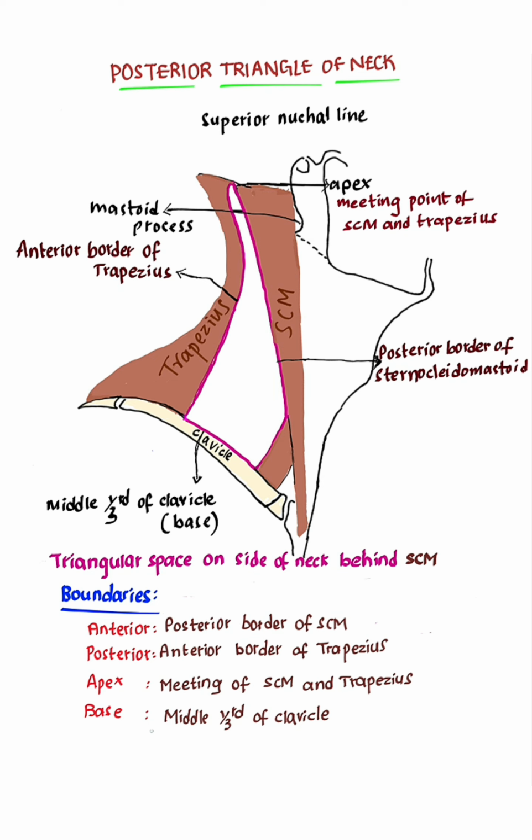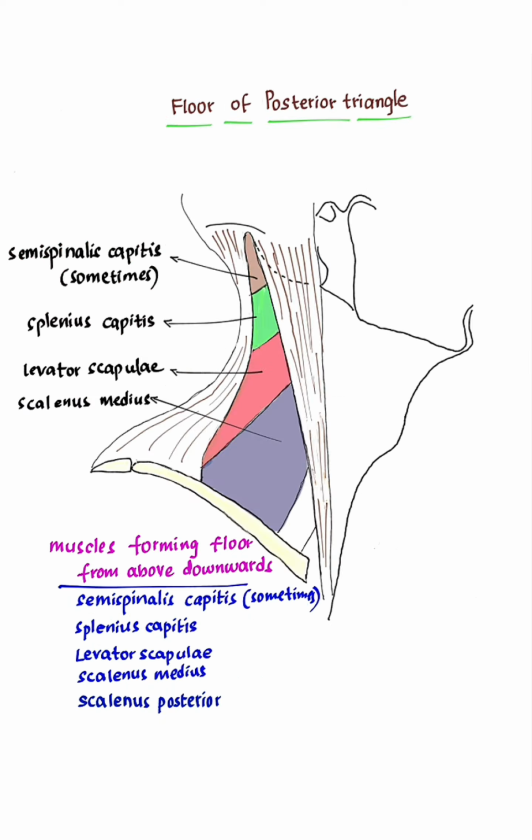Base is formed by the superior aspect of the middle one third of the clavicle. To summarize: anteriorly, the posterior border of sternocleidomastoid; posteriorly, the anterior border of trapezius; base, the superior aspect of the middle one third of the clavicle; apex, the meeting point of sternocleidomastoid and trapezius at the superior nuchal line of the occipital bone.